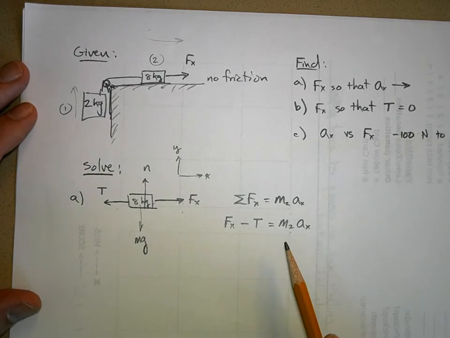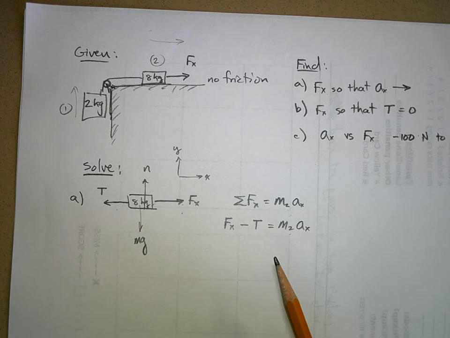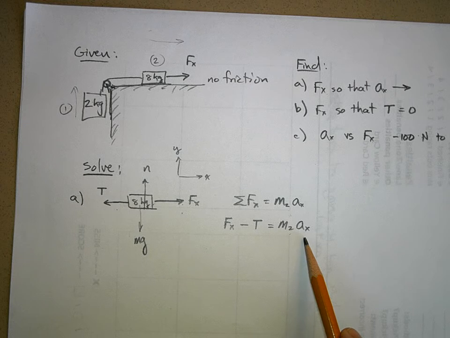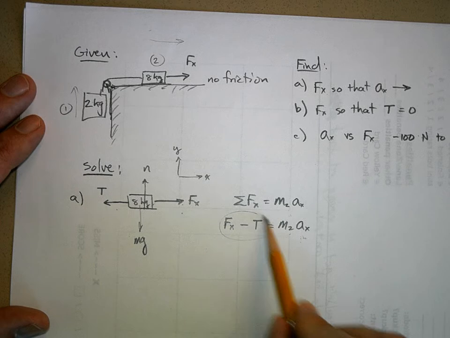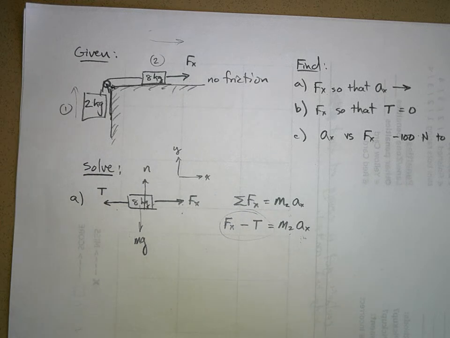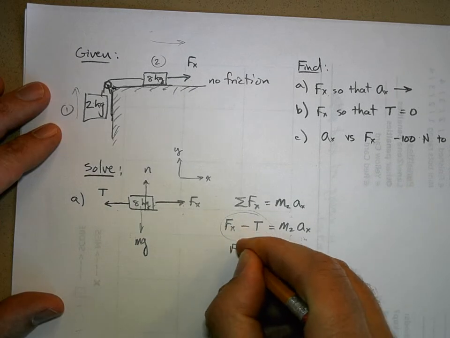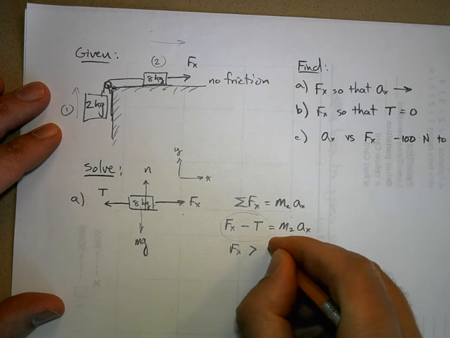Now, here's where things get a little interesting. Well, we want this to be positive. We want a sub x to be greater than or equal to 0 in a positive direction, which simply means that this force has to be greater than the tension force.